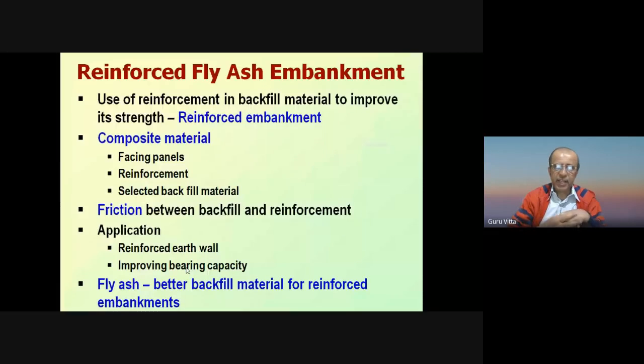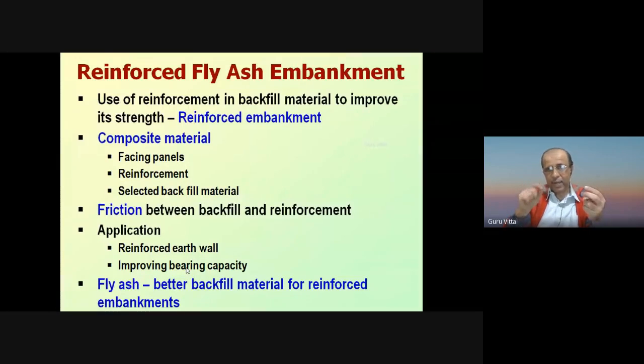Now coming to the reinforced fly ash embankments, all the case studies I told you were unreinforced. So reinforced fly ash embankment, that is what we call RE walls, reinforced earth walls. This of course is not exactly reinforced earth, this is reinforced fly ash. So use of reinforcement in backfill material to improve its strength is what we call a reinforced embankment. RE walls, as you would be aware, are a composite material having 3 different elements: fascia panels, reinforcement, and a selected backfill material. The backfill material required for an RE wall must have special properties, like it must be a permeable material, it must have a high phi value.